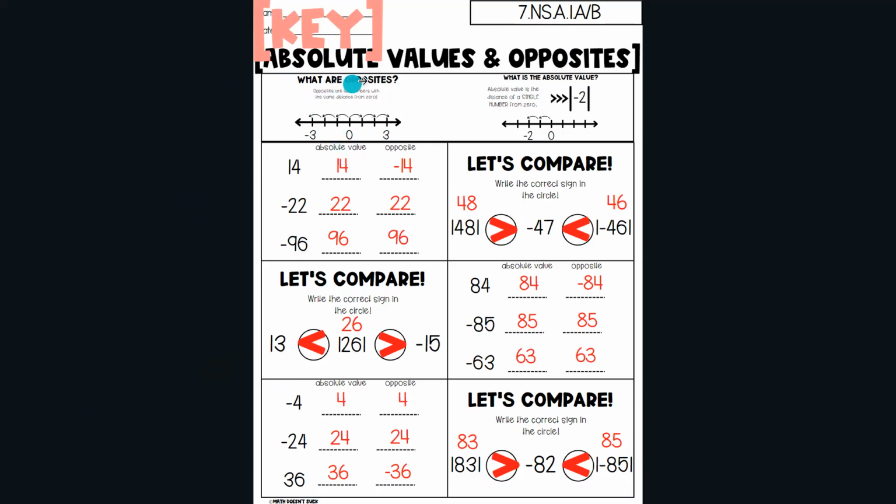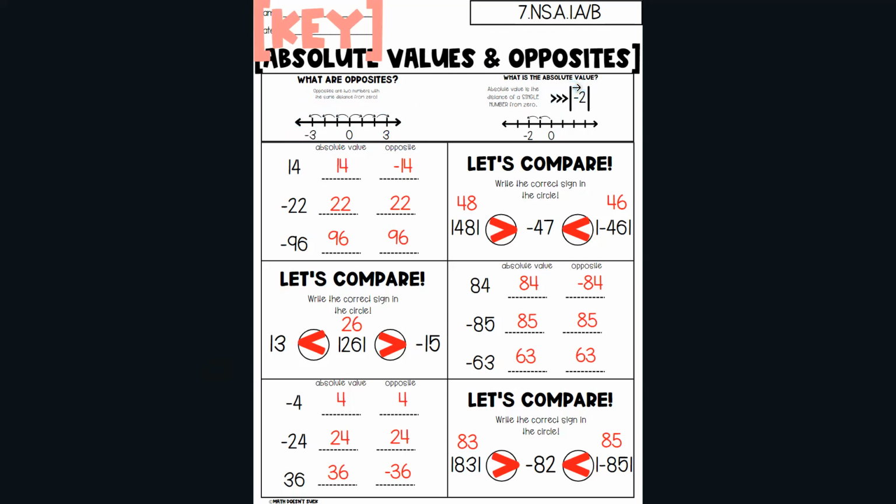So for our opposite, 3 is 3 spaces from 0. So its opposite is negative 3. 3 is 3 spaces to the right. Negative 3 is 3 spaces to the left. 3 and negative 3 are opposites.